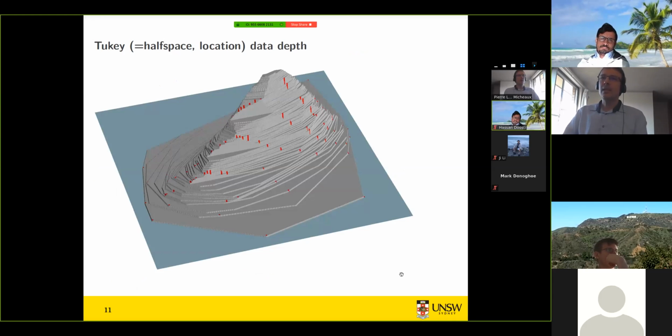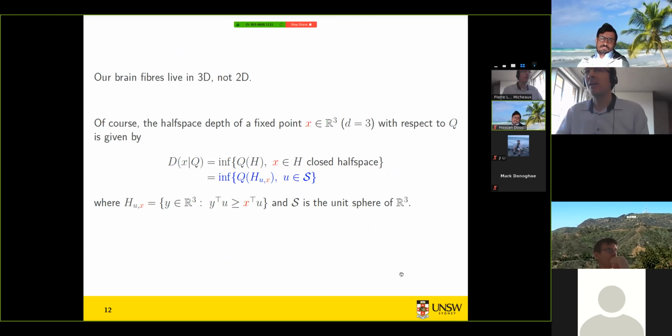Okay, so now our brain fibers, they do not live in a 2-dimensional space, they live in a 3-dimensional space. Okay, so of course, what I just presented can be generalized to a three-dimensional space. So it's exactly the same formula as before, but now, of course, this closed half space is defined with observations in R to the power of 3. And S is the unit sphere in R3, right?